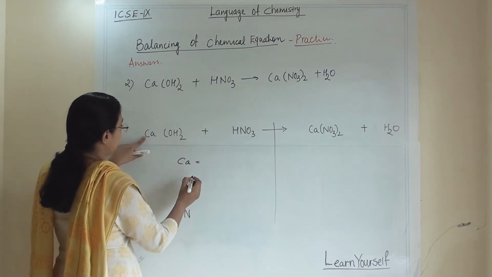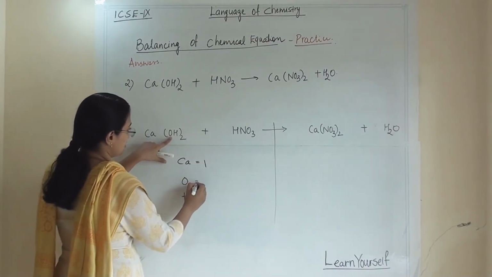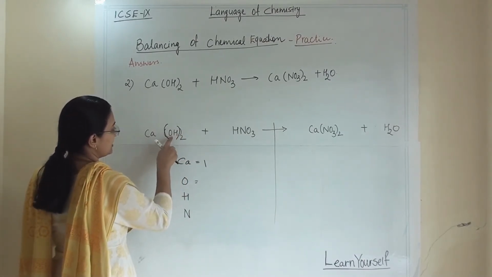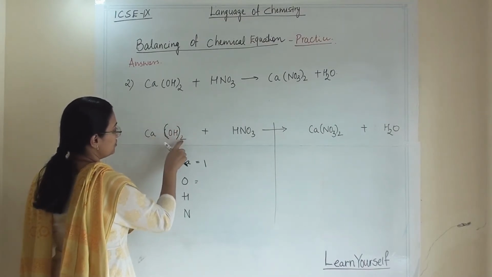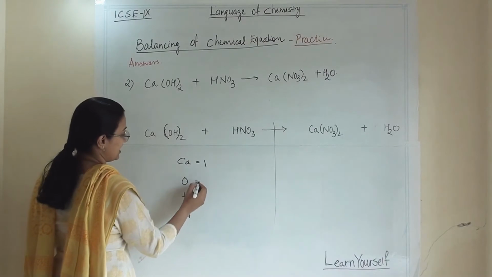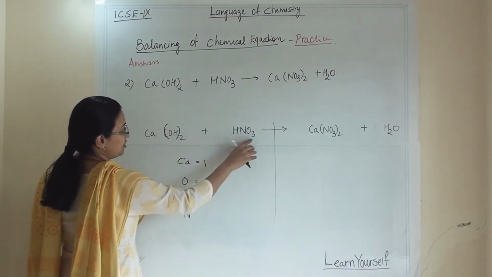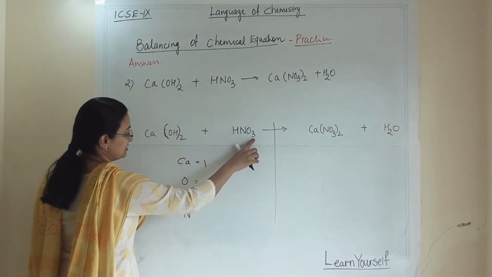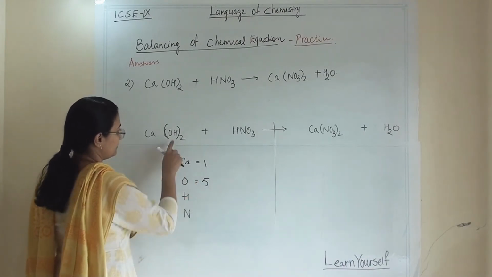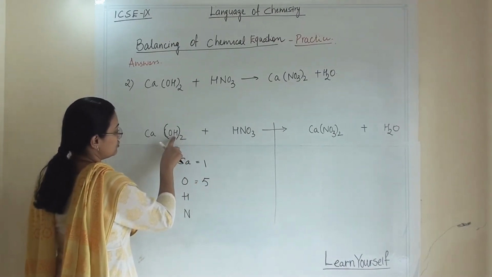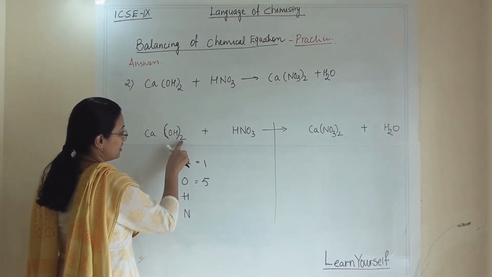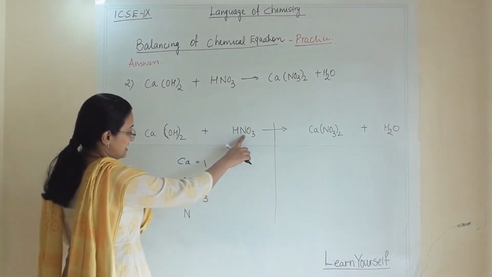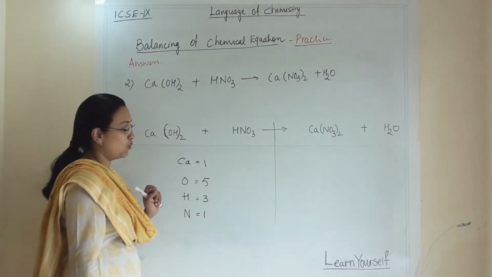So how many calcium do we have? 1 calcium, oxygen, 2 oxygen. This bracket will apply to oxygen and hydrogen both. So this 2 is applicable to oxygen and hydrogen. So 2 oxygen is here, but we have to count this also. So 3 oxygen in this and 2 oxygen in this. So 2 plus 3, it is 5 oxygen. Then hydrogen. This 2 is applicable to hydrogen also. So 2 hydrogen here, 1 hydrogen here. So total 3 hydrogen. Then nitrogen. So nitrogen is only 1.